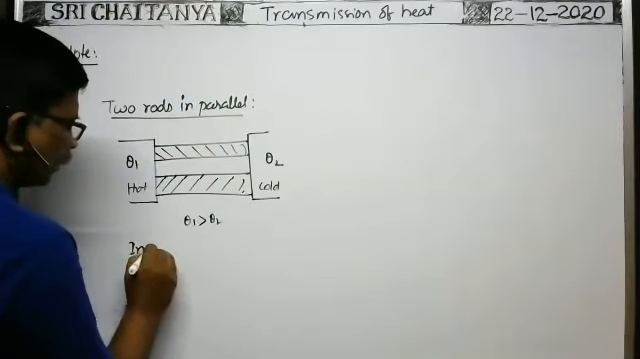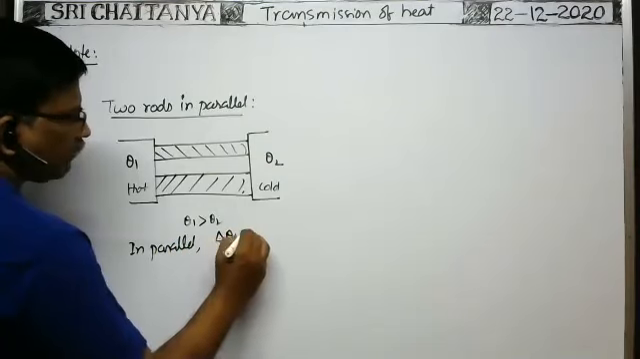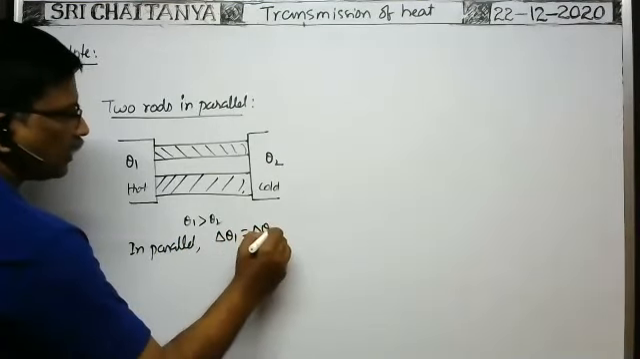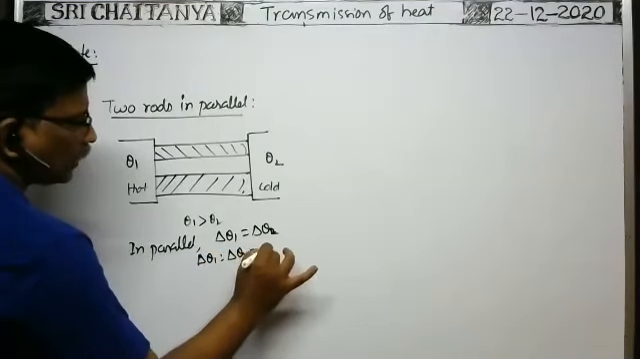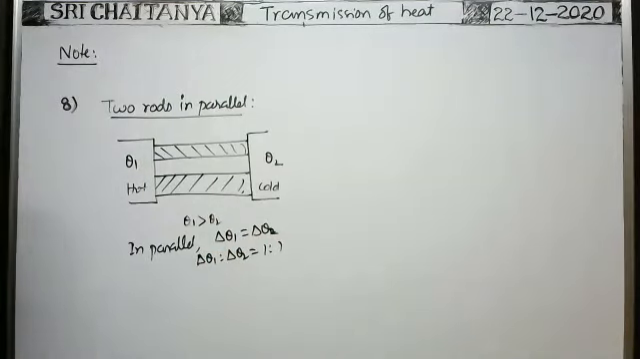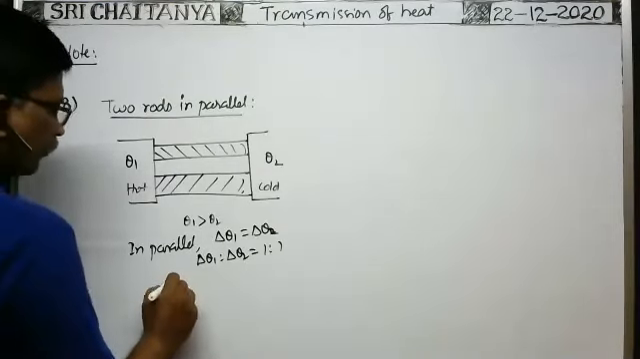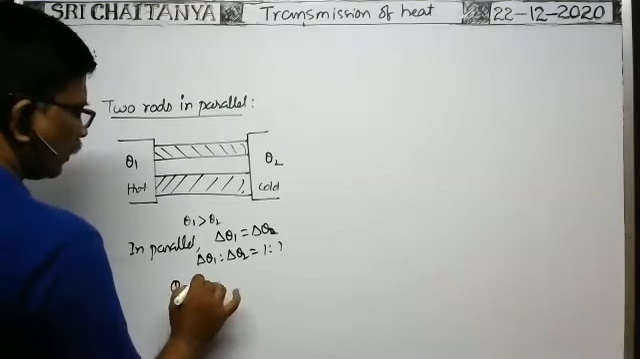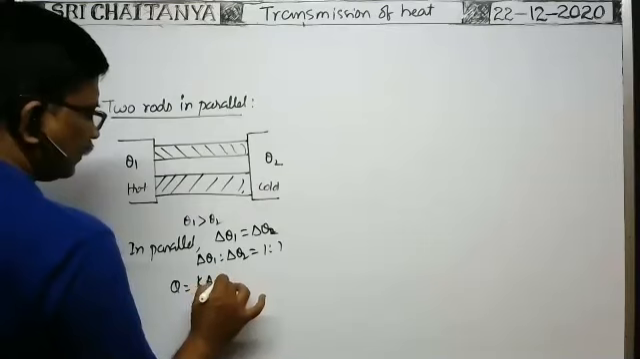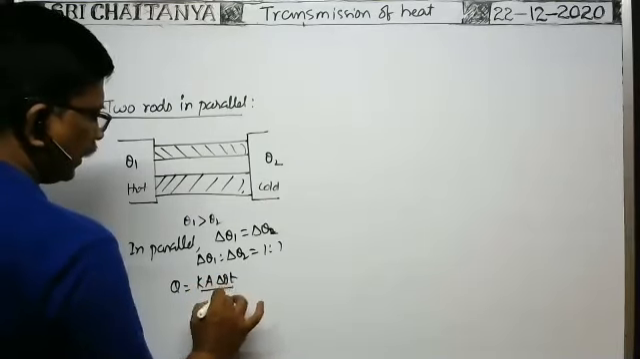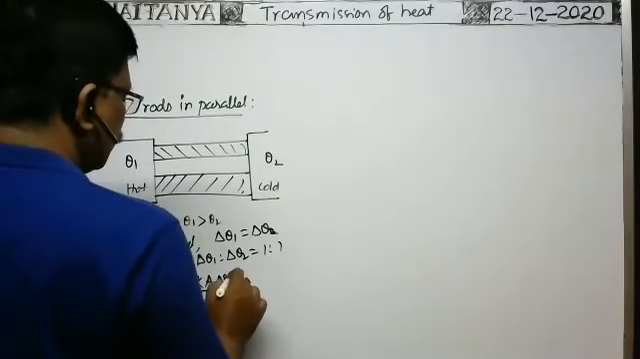So in a parallel combination, the temperature difference across the first rod and across the second rod are equal. That's why the ratio between the temperature differences across the two rods is 1:1 when they are in parallel. In this case, from the formula Q is equal to K A delta theta into T by L, this is the equation.